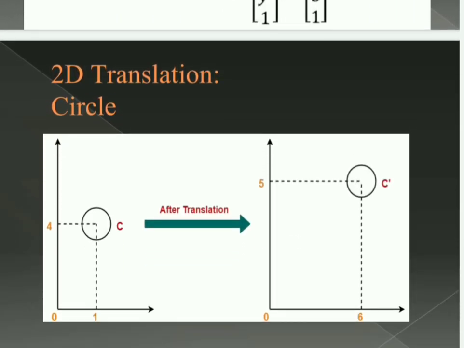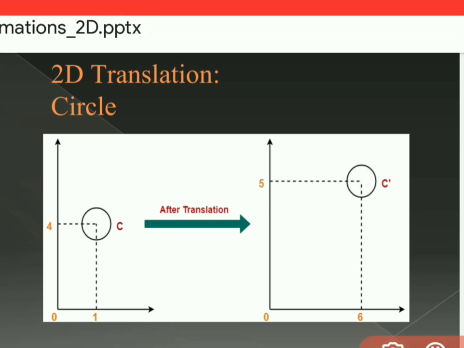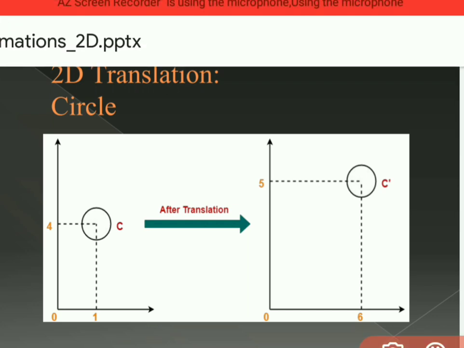Now look at this diagram. This is the diagram of a 2D translation of the circle. In the original diagram, C has the coordinates 1, 4. After translation, C dash has the coordinates 6 and 5. So this is the translation of a circle.